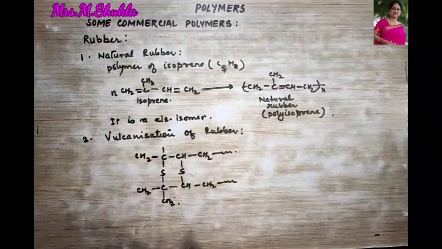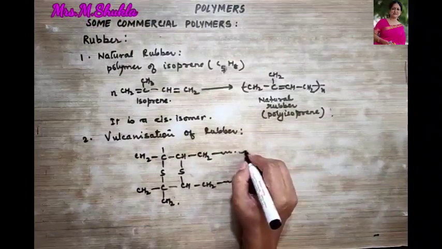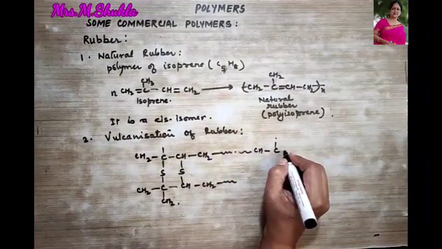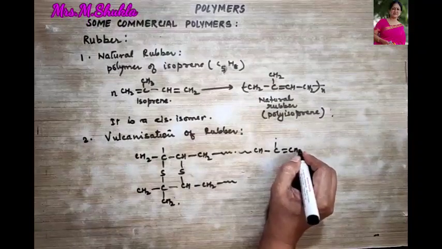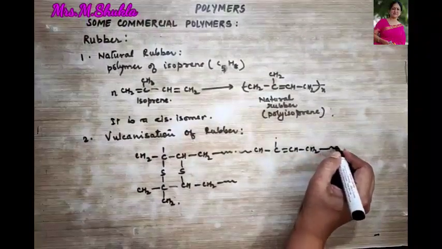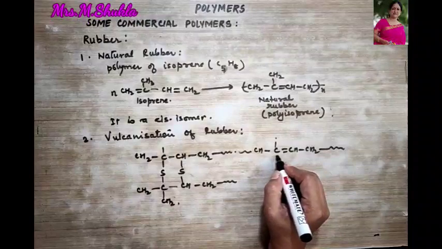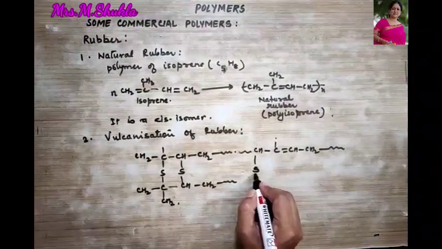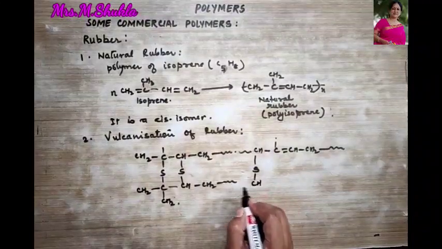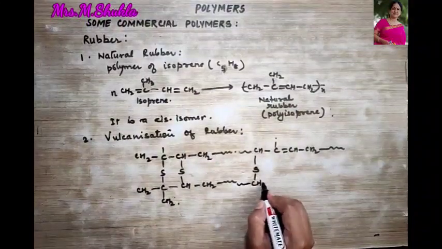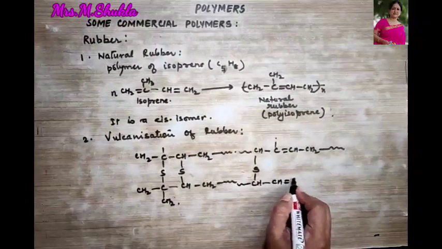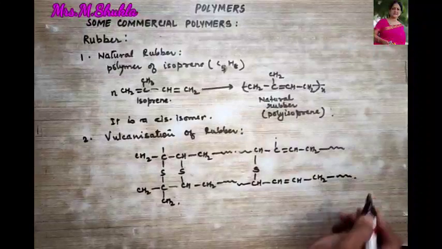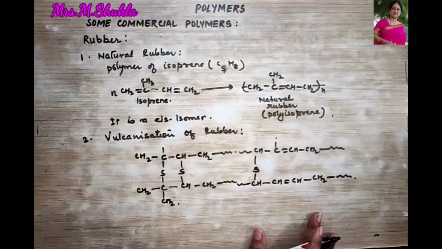So this is how the continuation takes place. You can continue writing like this, then double bond CH2, and this continues, and S CH, this continues from here, CH double bond CH2, and so on. This is your vulcanization of rubber.